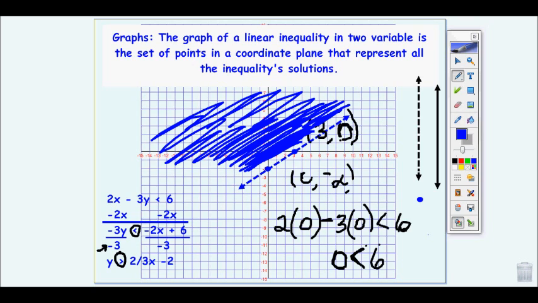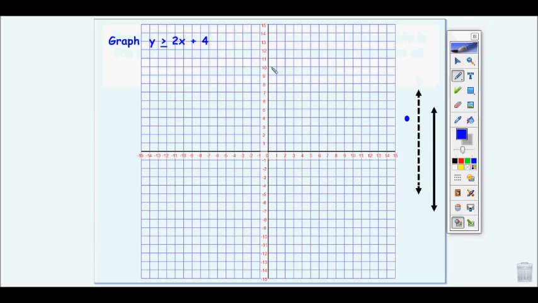Okay, let's try another one of those. So this time we're going to start out right away with my equation in slope-intercept form. I'll take one step away from us. So again, start at the beginning, start at b. So my y-intercept is at 4. And applying my slope, I'm going to go up 2 and over 1.